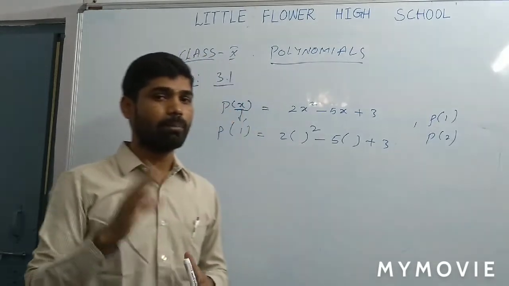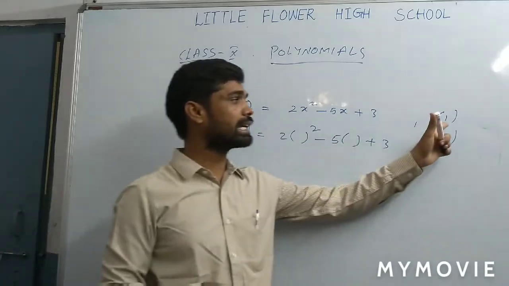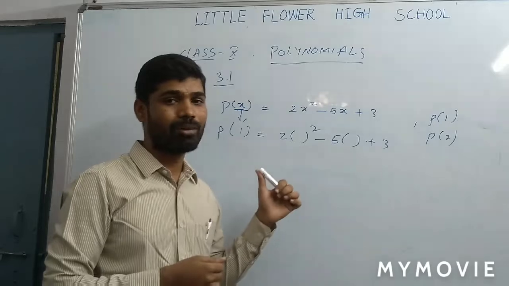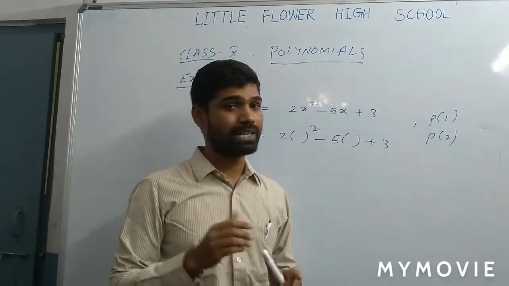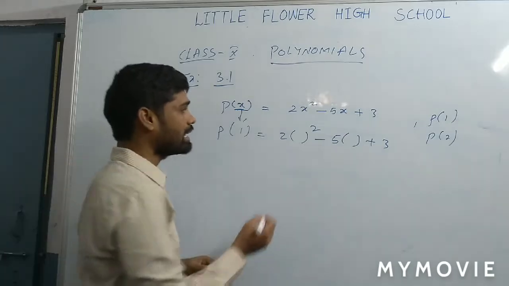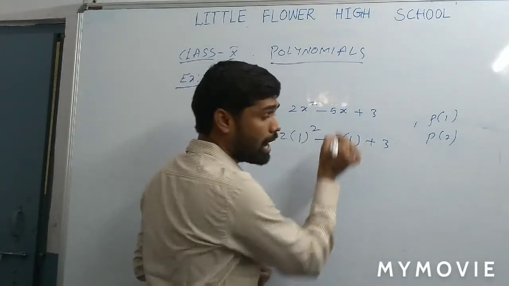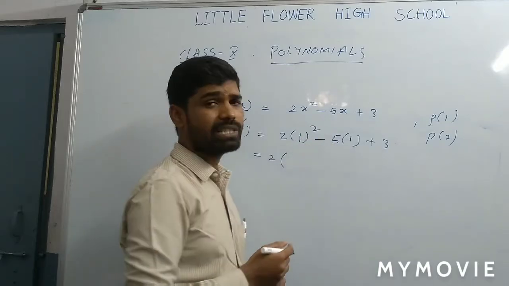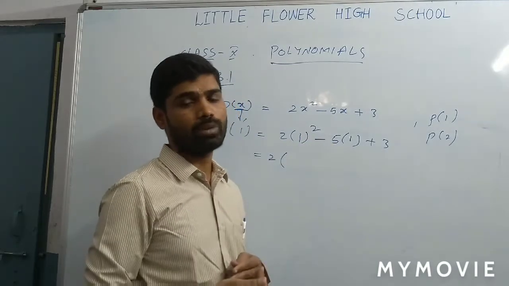Why have I not written the x? Because I am going to substitute 1 in the x place, which means I am finding the value of the polynomial at 1. So when I substitute 1, what may be the polynomial value? Let us see. In the place of x, 1 we have written. Now I hope you understand, 1 power 2 means nothing but what?